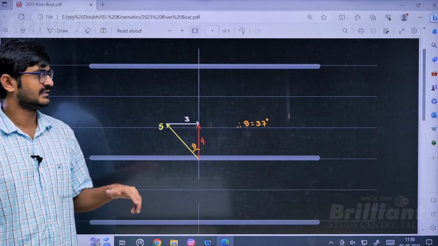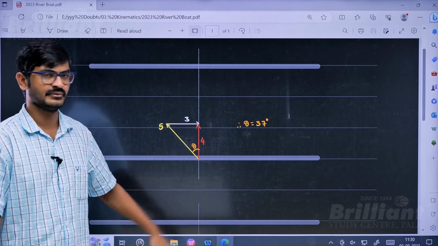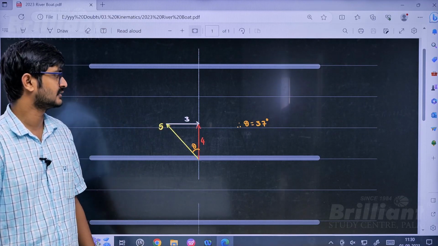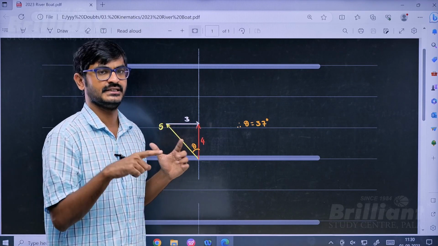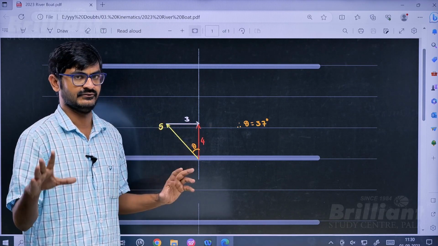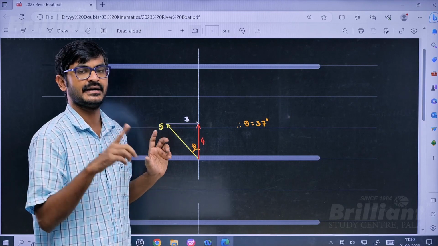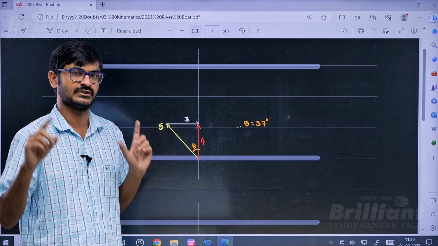Okay, kids, we'll be going with one more small question. This question probably I should have asked in your class also. If a river is flowing with speed 3 and a man can swim with speed 5 with respect to the river.